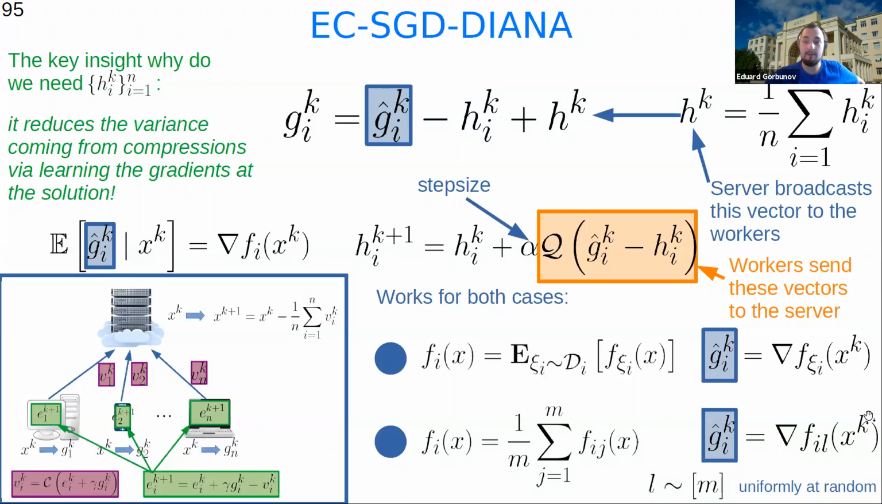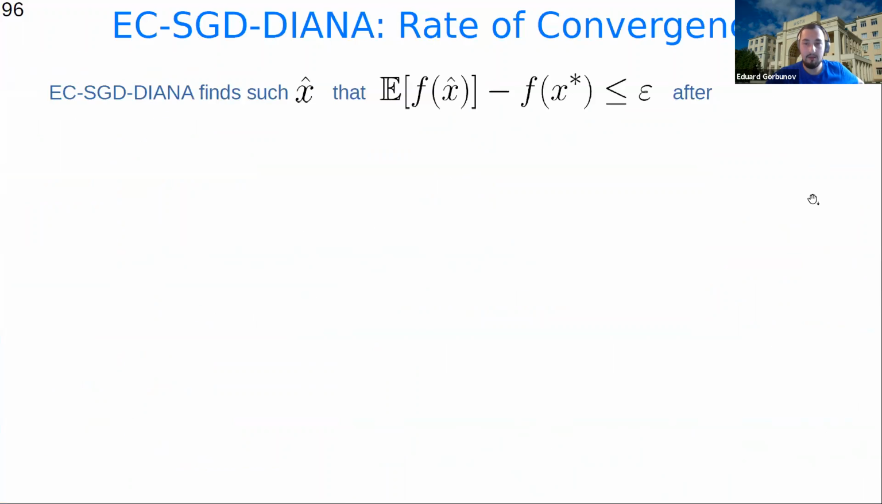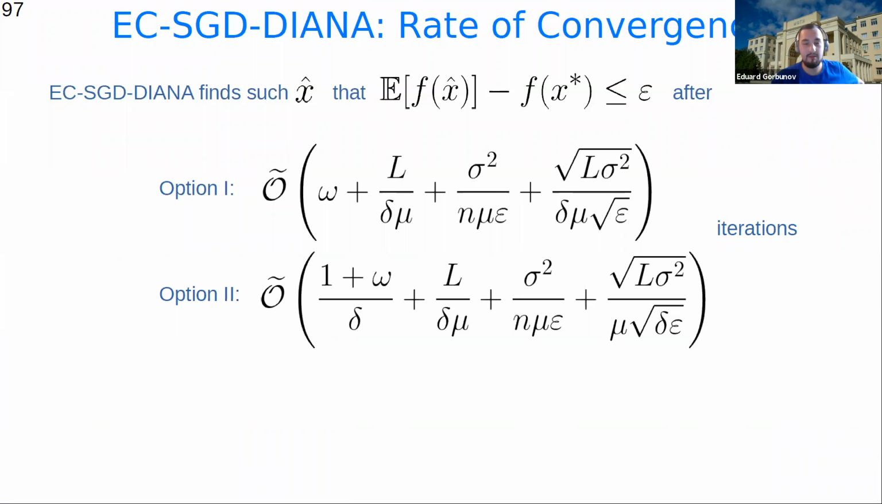Okay, and what is the rate of convergence of error-compensated SGD-DIANA? So the rate of convergence is following. Actually, there are two options for the rate, and it depends on how we choose this parameter alpha. So if we choose alpha to be 1 over 1 plus omega, then we get this rate. And if we choose alpha smaller, if we choose alpha to be delta over 1 plus omega, then we will get this rate. So these bounds are not directly comparable, because in this bound, the last term is worse than the last term here, but the first term is better than this one.